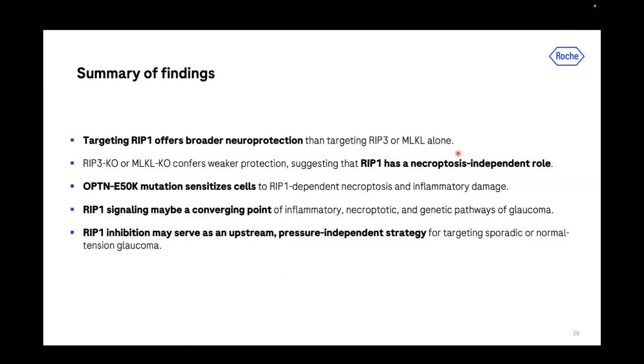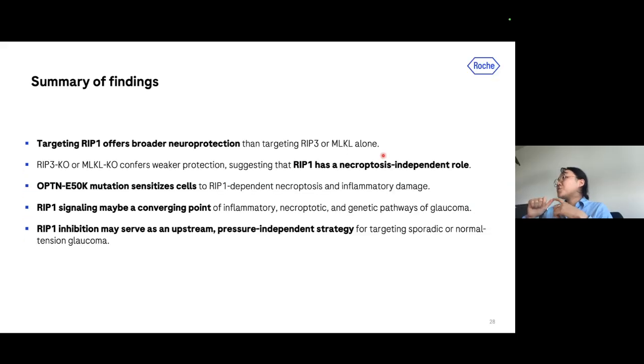As a last slide, let me summarize what I have shown in this study. We demonstrate that RIP1 plays a central role in RGC degeneration under glaucoma animal models. Using these two distinct preclinical models, ischemia reperfusion injury and optic nerve crush, we consistently observed that RIP1 inhibition provides neuroprotection, both structurally and also functionally.